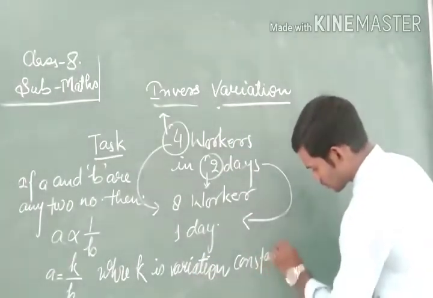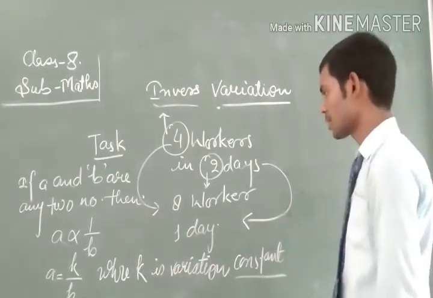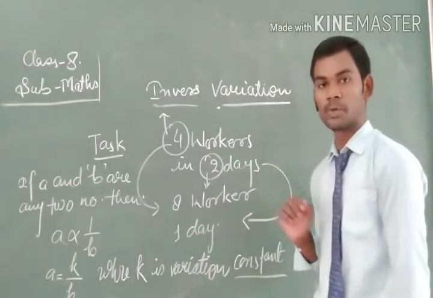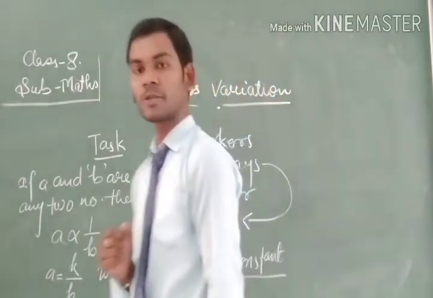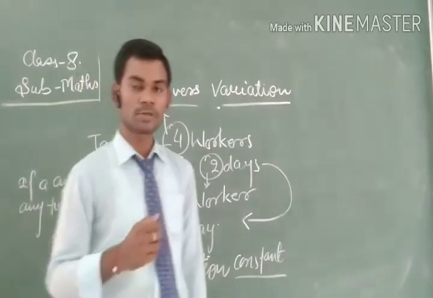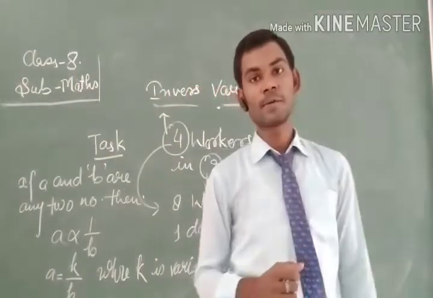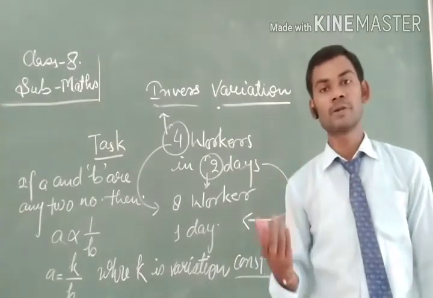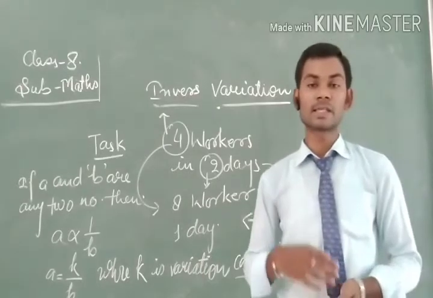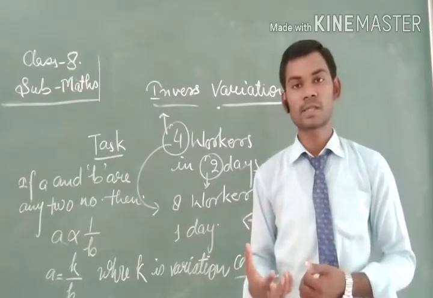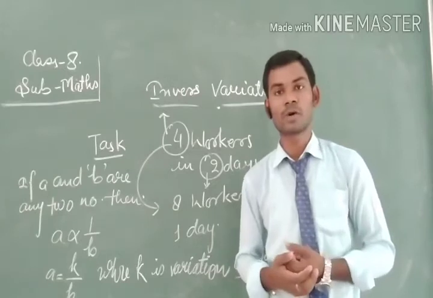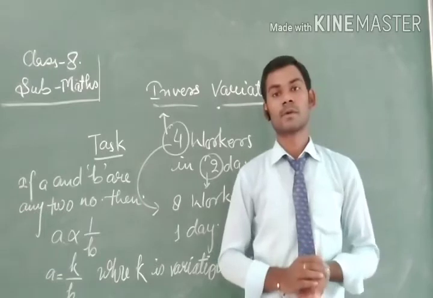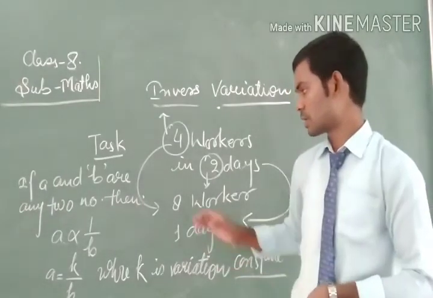I hope you have understood the inverse variation by taking this example. This is a very suitable example to understand inverse variation: if a task is to be done by 4 workers in 2 days, and if we increase the number of workers, then it is obvious that the time required to complete the work decreases. So I hope it is clear to all.